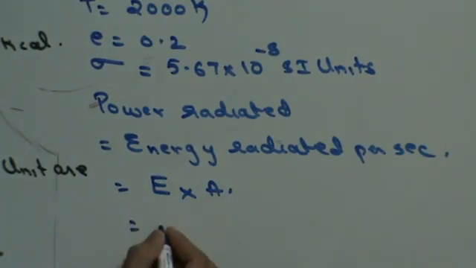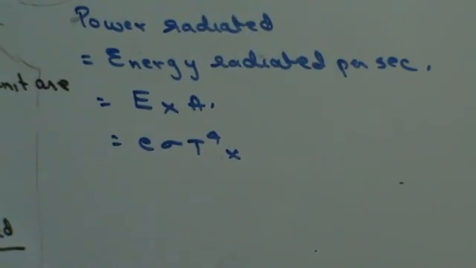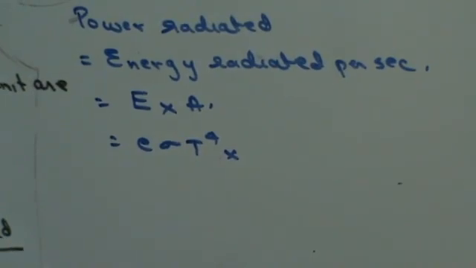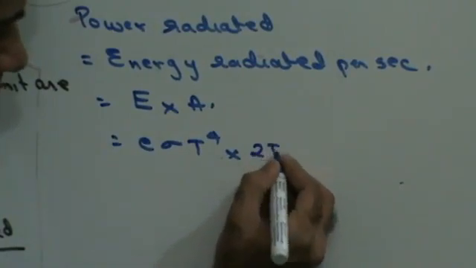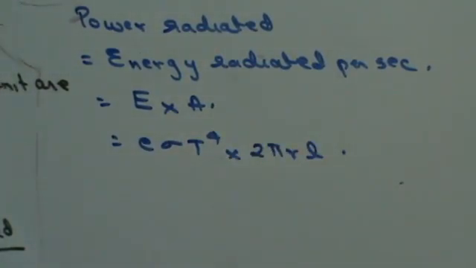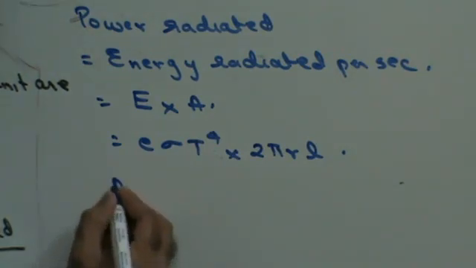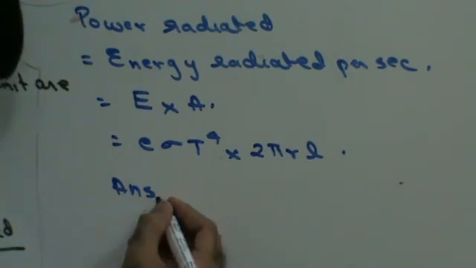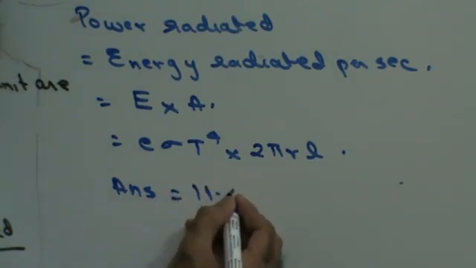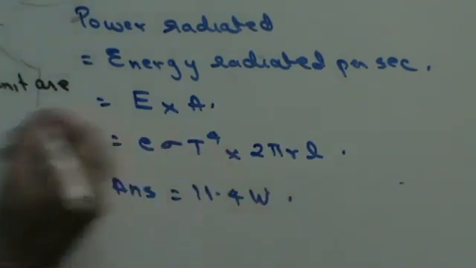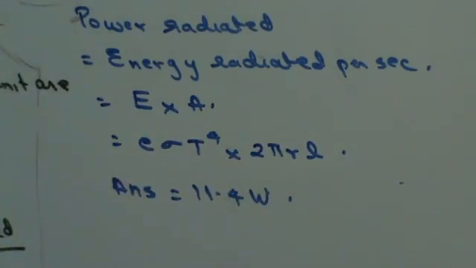Emissive power, since this is not a black body, is nothing but emissivity into Stefan's constant into T raised to 4, into area. Now, since you are considering a wire in the form of a cylinder, the surface area of a wire is going to be nothing but 2 pi RL. You have all the values now, you should be able to substitute and get the answer. The answer for this should be 11.4 watts.